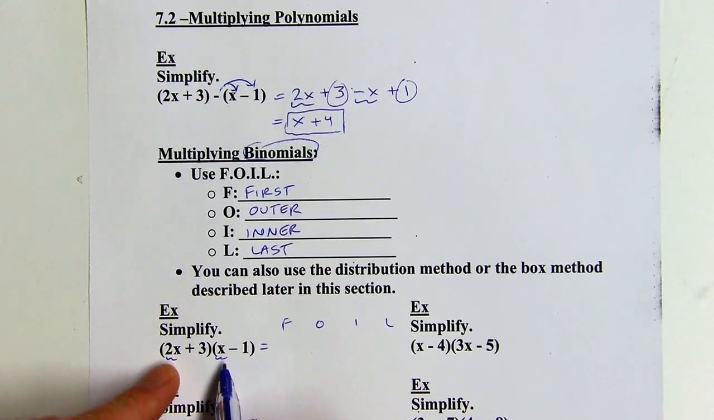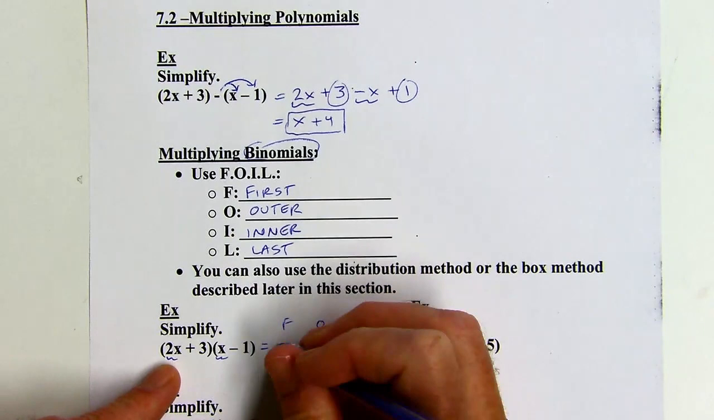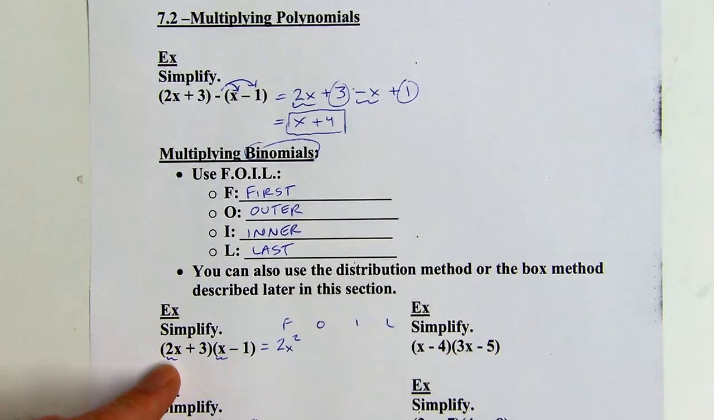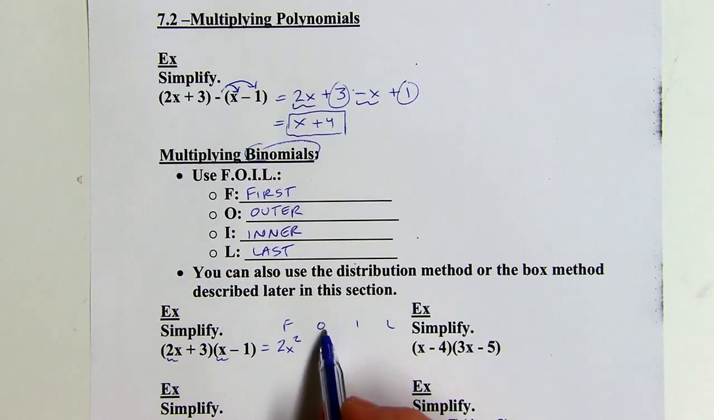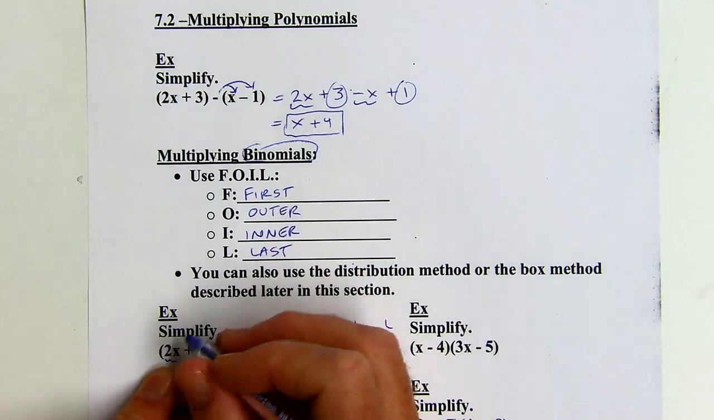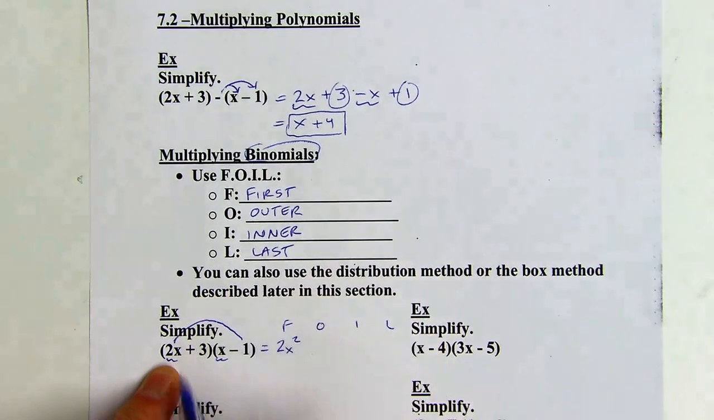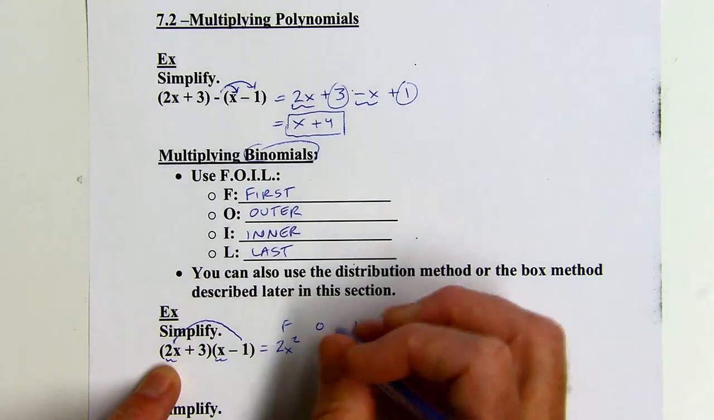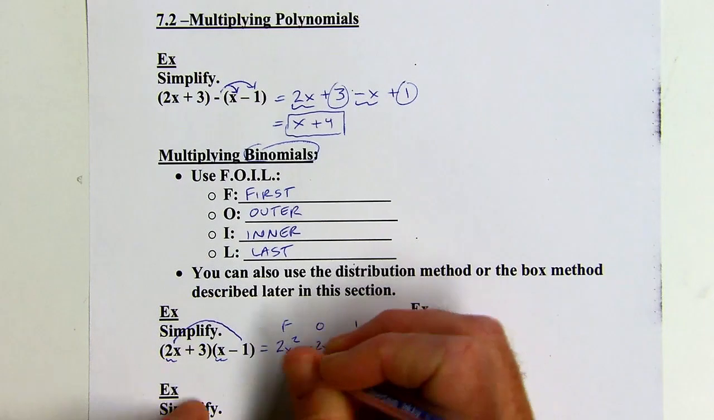Okay, so when we say first, we're going to multiply together the two terms that are in the front of their respective parentheses. So I'm going to do 2x times x. So 2x times x is 2x squared. Okay, and then outer means I'm going to take the two pieces on the outside. So I'm going to multiply these together then. So 2x times negative 1 is going to be negative 2x.